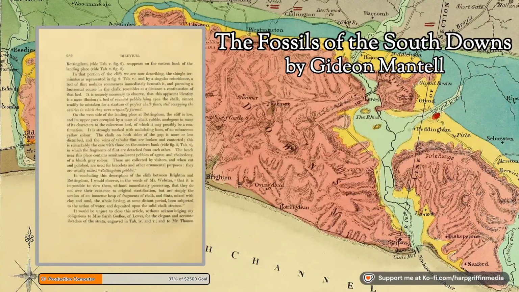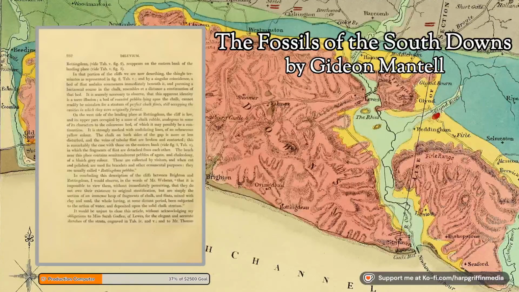In concluding this description of the cliffs between Brighton and Rottingdean, I would observe, in the words of Mr. Webster, that it is impossible to view them without immediately perceiving that they do not owe their existence to original stratification, but are simply the section of an immense heap of fragments of chalk and flints, mixed with clay and sand, the whole having, at some distant period, been subjected to the action of water and deposited upon the solid chalk stratum.